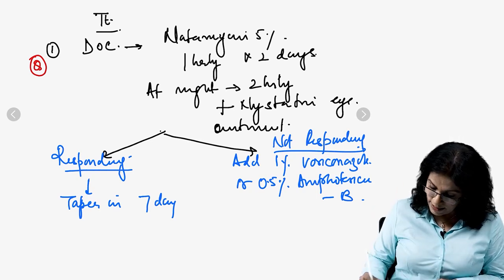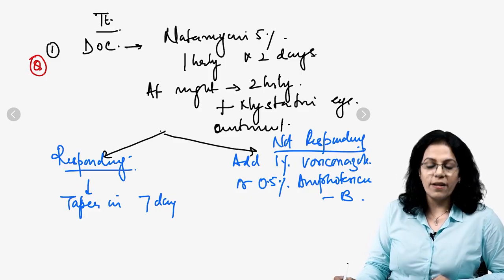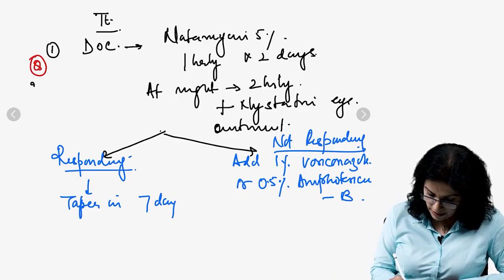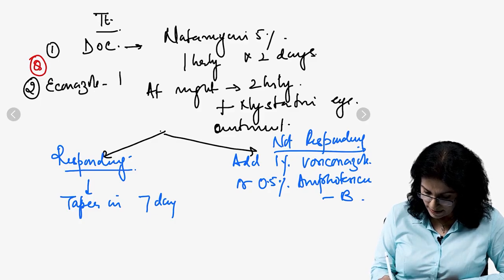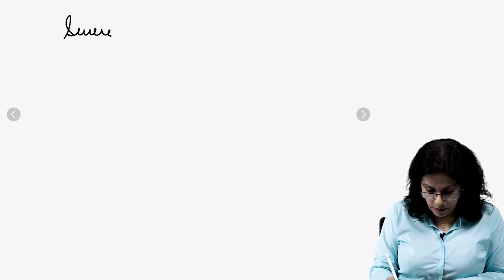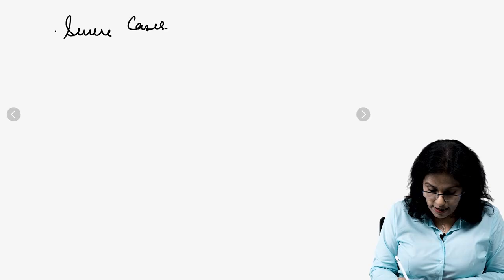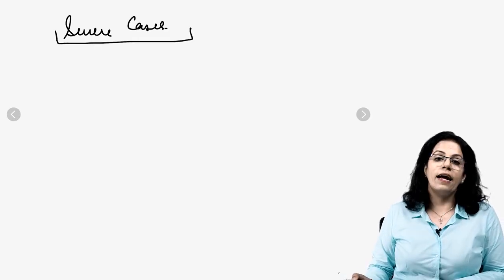But of course, what is the drug of choice? Natamycin. So we can also note down the second drug that can be econazole 1%. But yes, drug of choice is always natamycin. Okay, so in severe cases, what do you do? This is what we follow in any fungal keratitis, but if it is very severe, we will add something more. In severe cases, we have to start systemic antifungals.